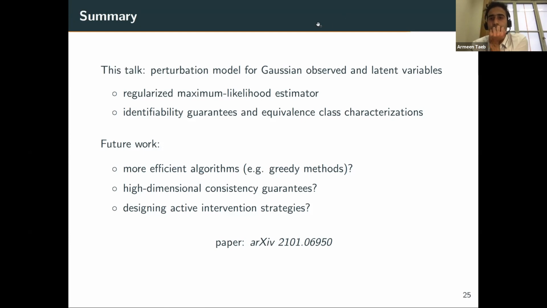Thank you so much for the nice talk, Armeen. I have a quick question. So you said you allow for perturbations on the hiddens. Do you have to assume something about the structure of that? So for example, if you have 2 hiddens, one is like temperature and one is rainfall, like the perturbations, can they be arbitrarily correlated or?